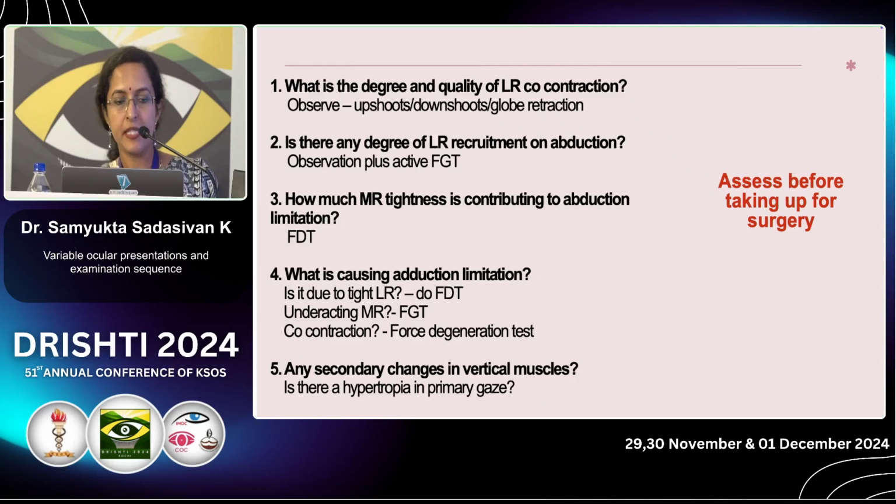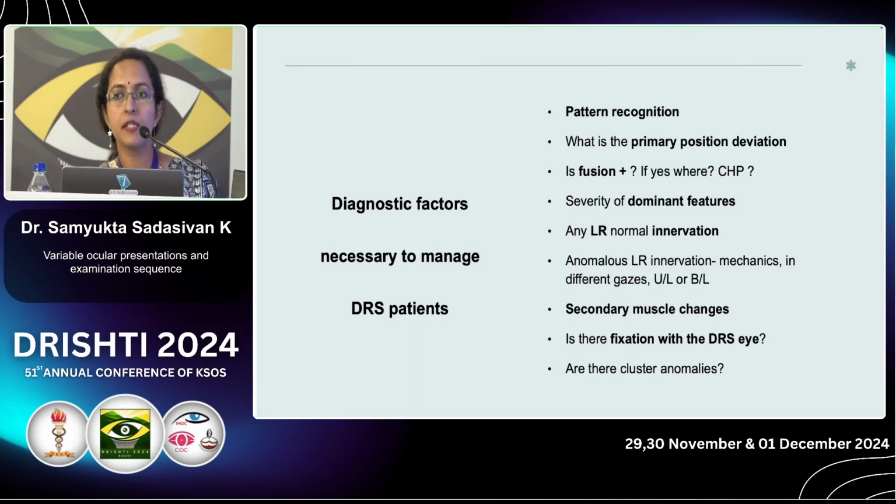Go for an FDT. Now, what is the cause for adduction limitation? Is it due to tight LR? FDT tells you the answer. Is it an underacting MR? FGT gives you the answer. And if there is a co-contraction present or not, force degeneration test will help you. And is there any secondary change in vertical muscles? This will be evident if there is a hypertrophy in primary gaze position. Most often it is the superior rectus muscle which will have a secondary change.